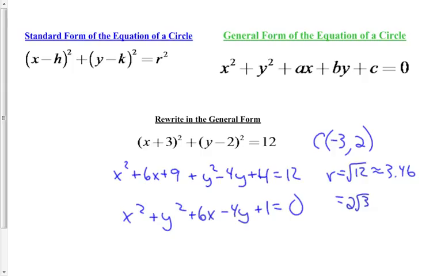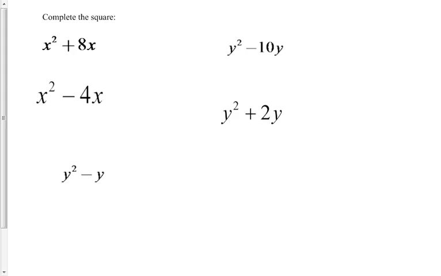Now, we're going to be doing the reverse today, so I want you to notice this 6 right here, the 6x, if you cut that in half, you get 3. That's that 3 right there. And you then square that 3 to get the 9. Same here, this -4, you cut it in half. That's where you get the -2. Or you take -2 and square it, and you get the number on the end. So that's what we're going to be looking at here, what we're going to be calling complete the square.